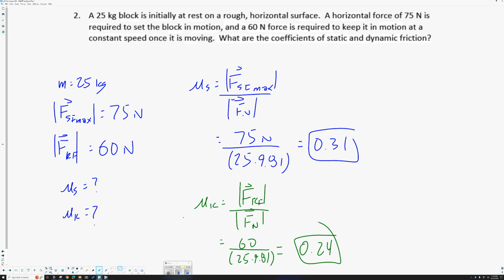That's why it's easier to keep an object moving once it's moving than it is to get it moving in the first place. Right? We know this from experience. If you get a heavy object, you push, can't get it moving, can't get it moving. And then once it starts moving, once you overcome that max force of static friction, now it's easier to keep it moving because mu k is less than mu s. The force of kinetic friction is less than the maximum force of static friction.